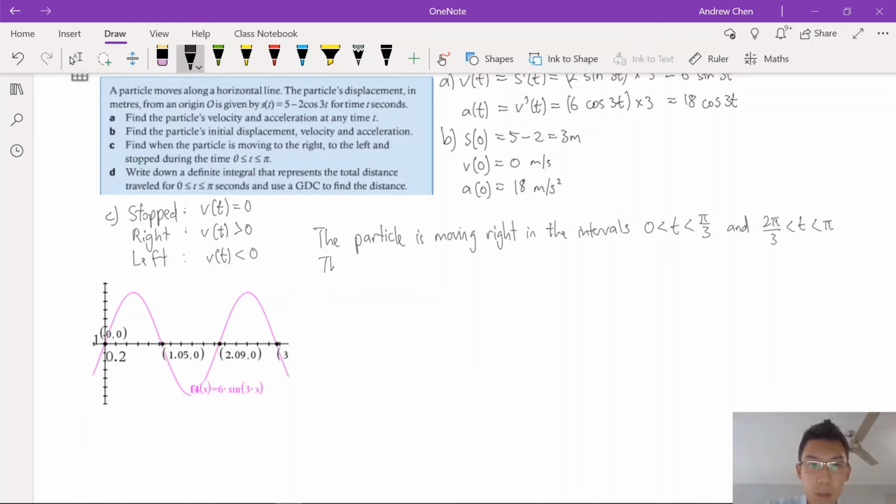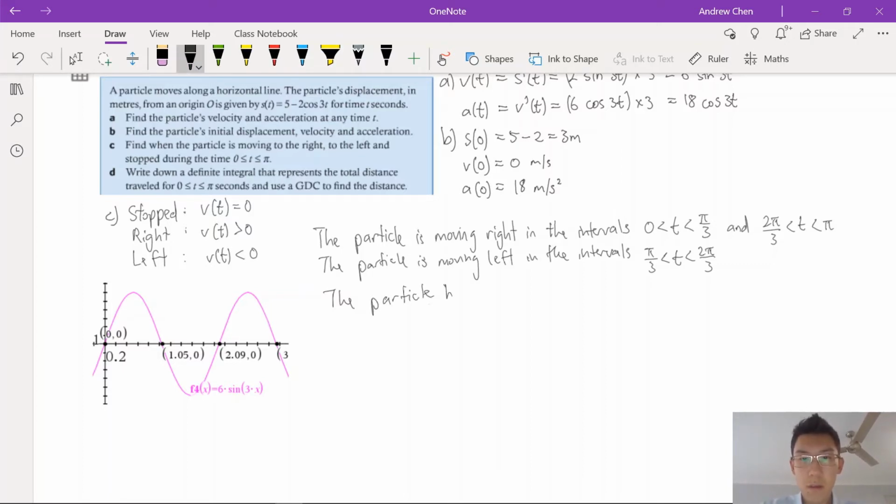So the particle, and then now let's do the left. Left over the intervals actually. But you know what I mean. So it's going to be between pi on 3 and 2 pi on 3. And the particle has stopped at t equals 0, pi on 3, 2 pi on 3, and pi.